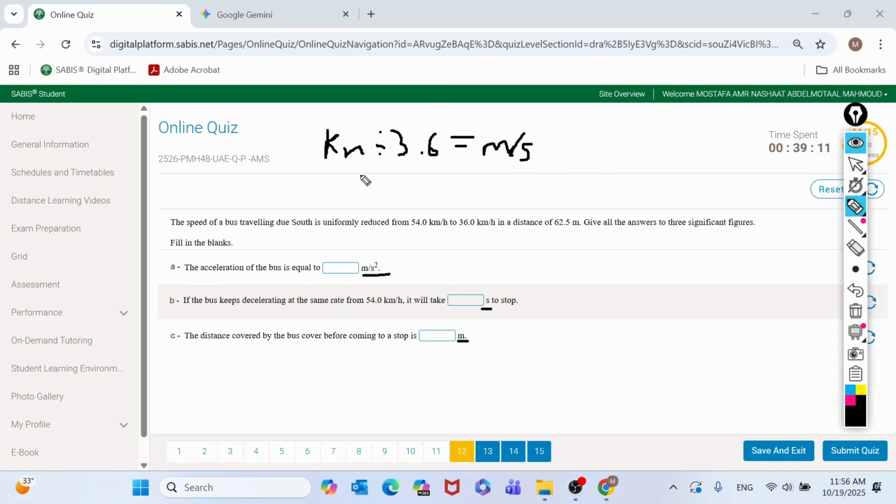So 54 kilometers per hour. 54 divided by 3.6 is going to give you 15. So this is going to be 15. I'm not going to add the meters per second because there's no space. And this is just going to be 10. Okay. So the acceleration. So 15.